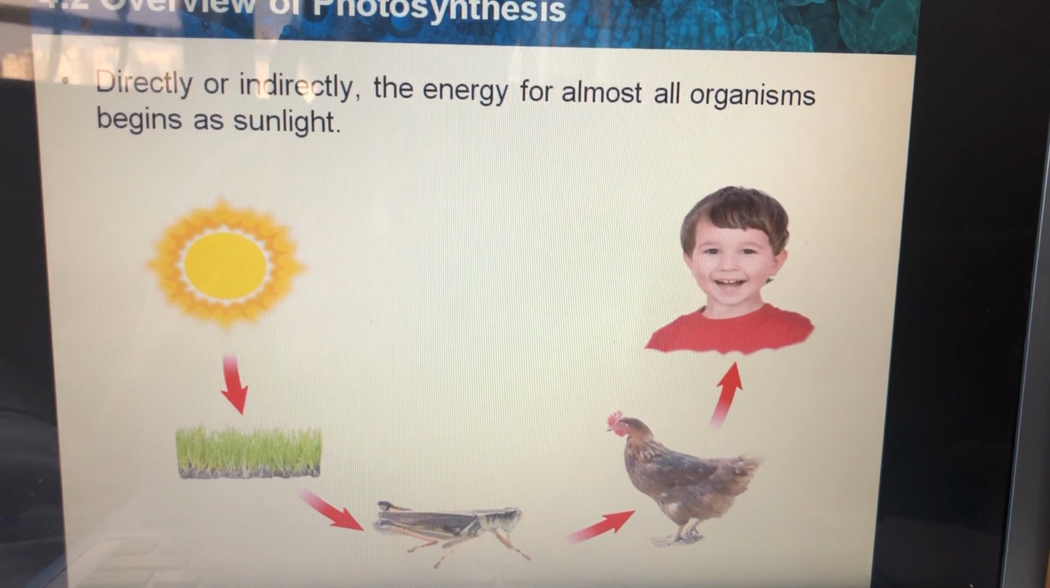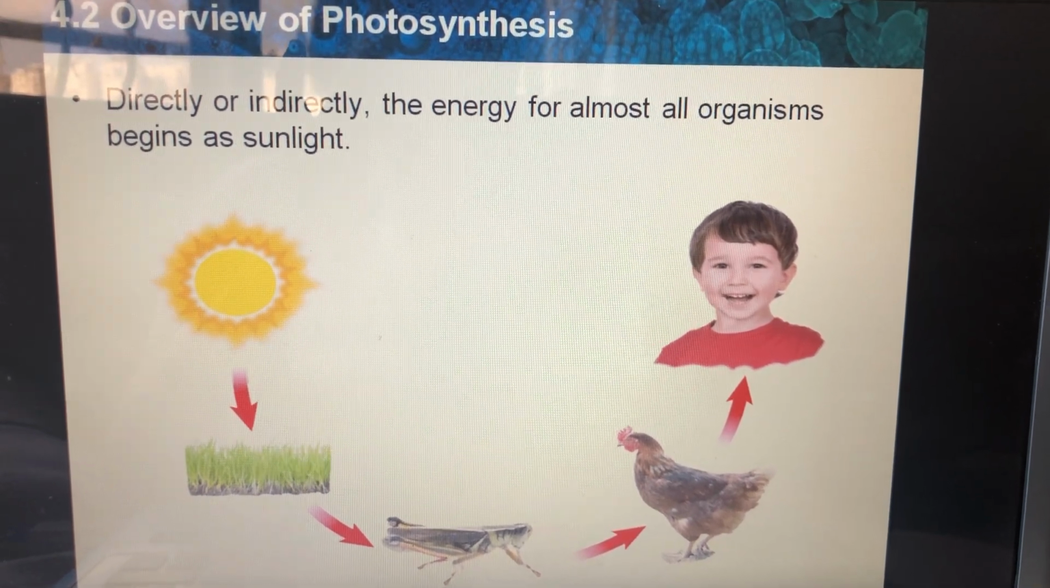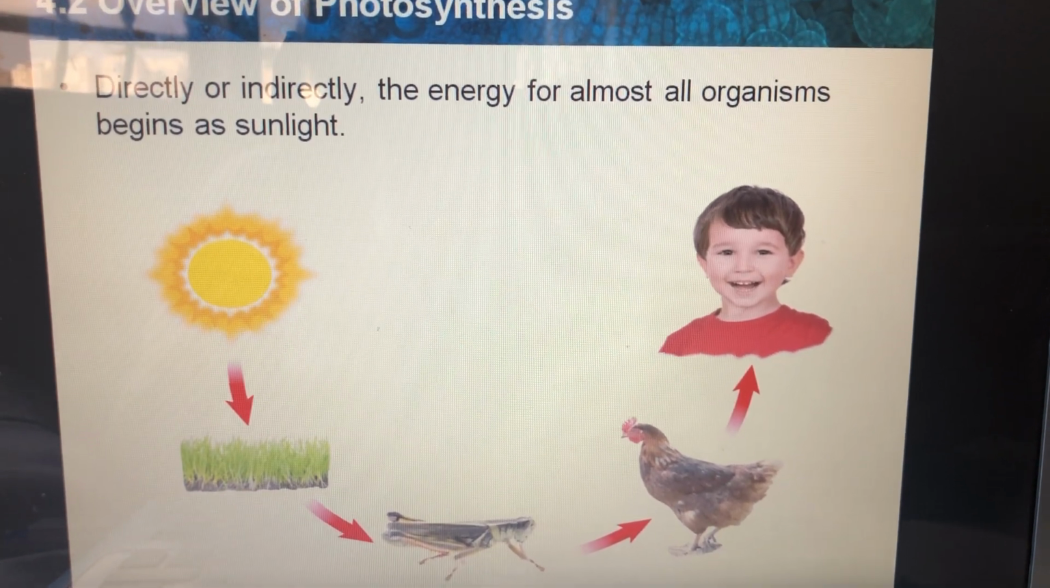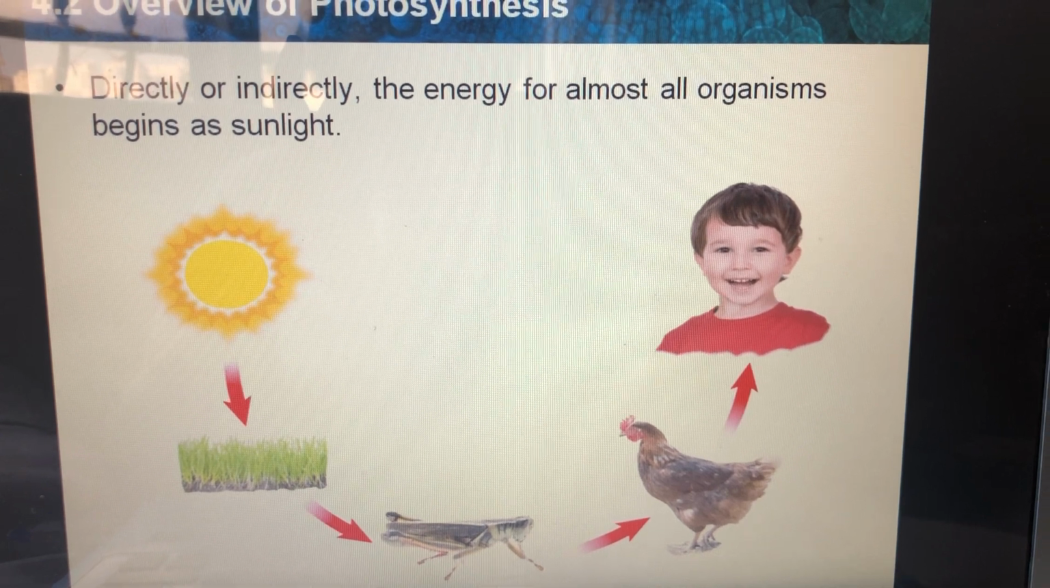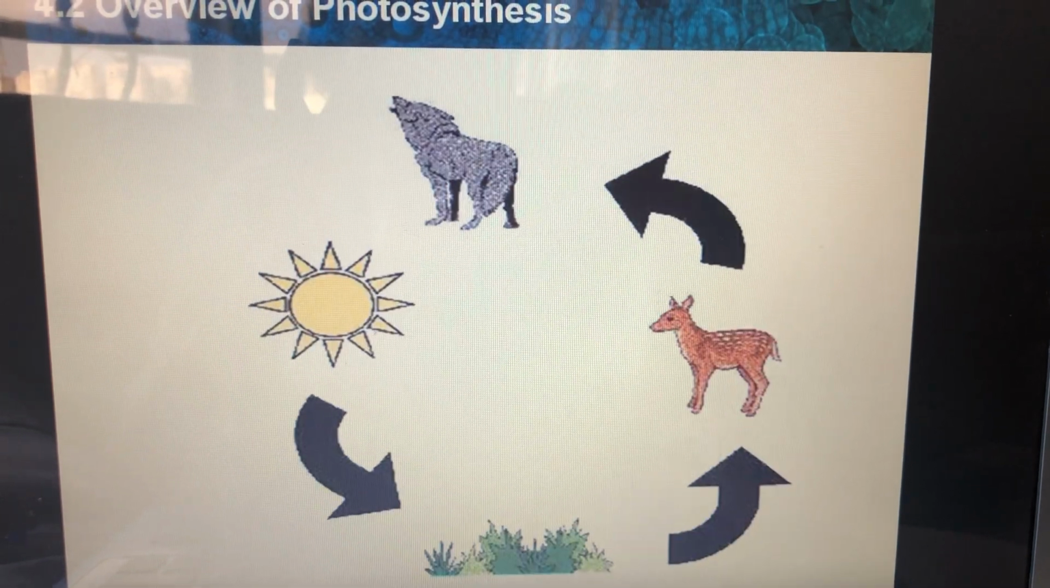So directly or indirectly, the energy for almost all organisms begins as sunlight.